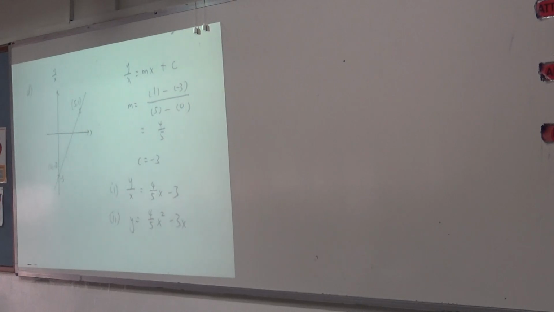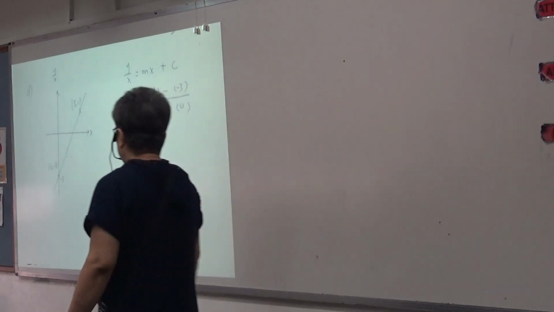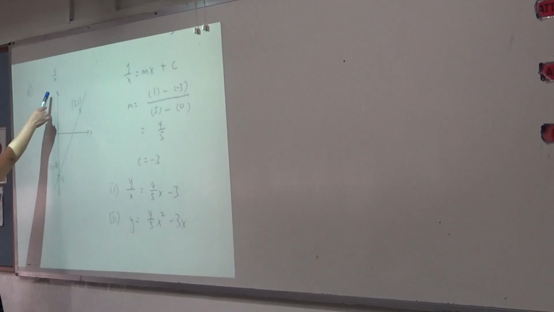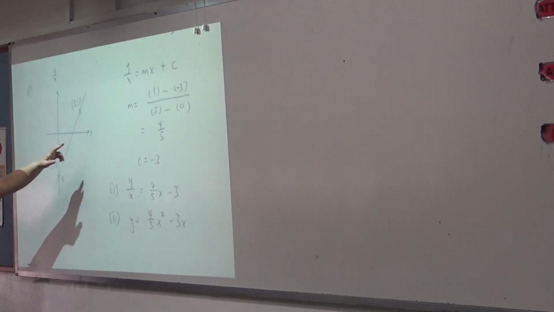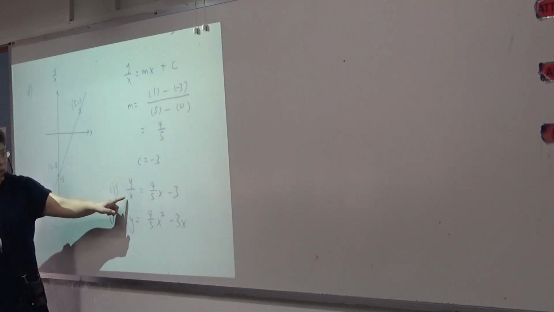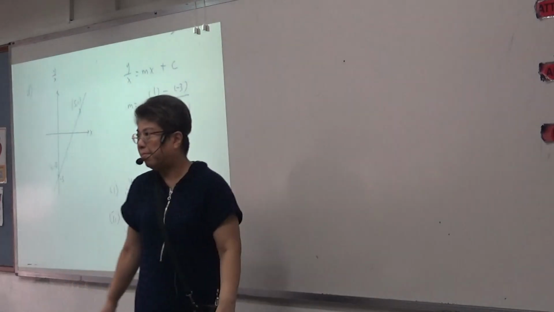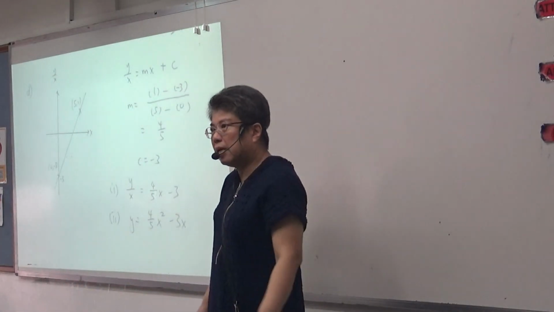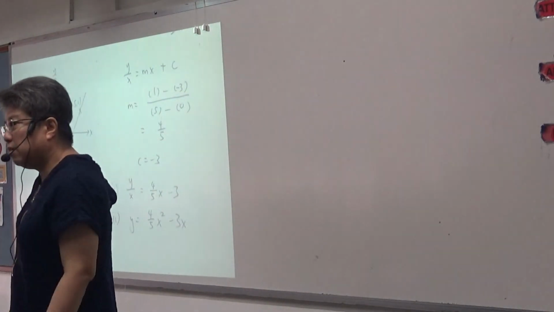Part D, they give you this graph. So, it will be y over x equals to mx plus c. I find the gradient, 4 over 5. The y-intercept is -3. I will have this one as the first part, right? Correct. Now, second part wants to express y in terms of x.